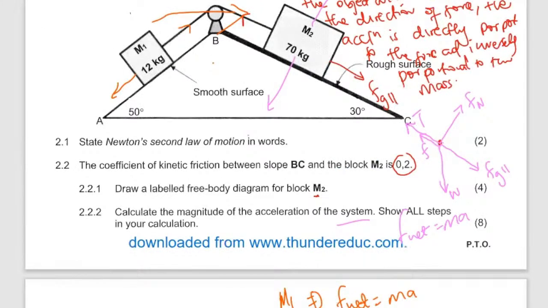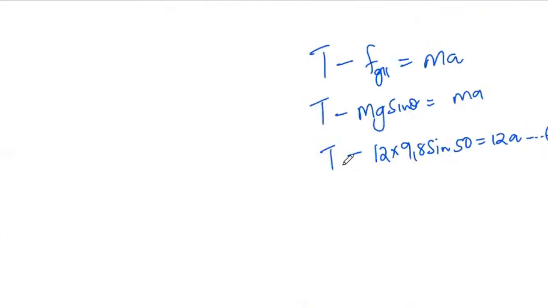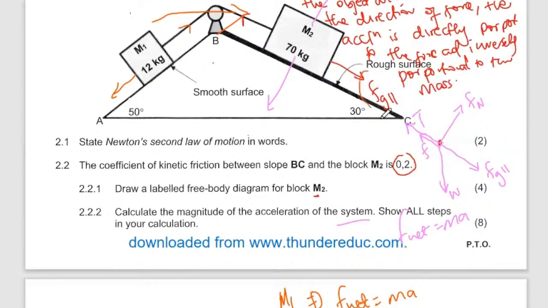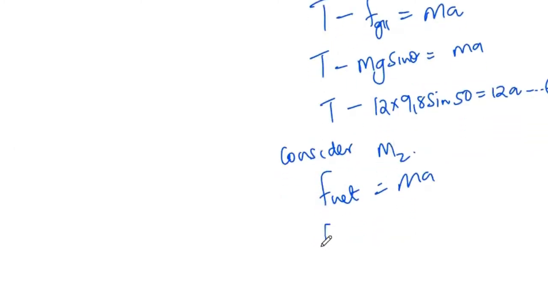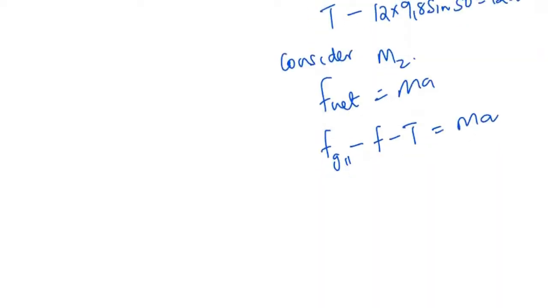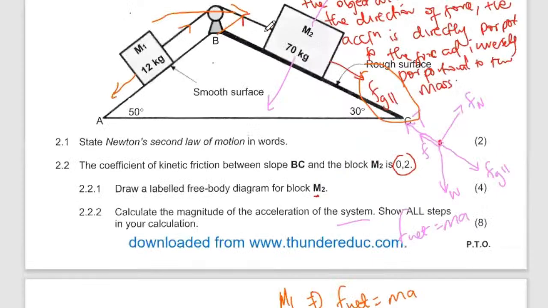Then when I look at M2, and consider M2, the FG parallel is going to be greater. So I have my F net is equal to MA, which means my FG parallel minus the frictional force minus the tension must give me the MA. Okay, so what is the mass of this body? It's 70.